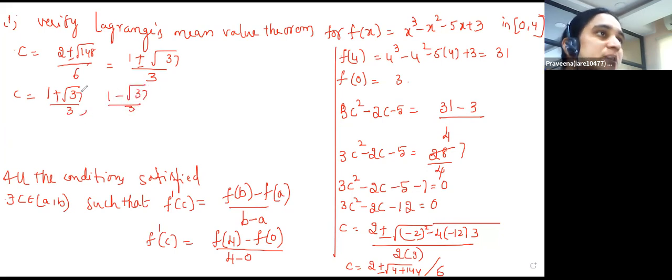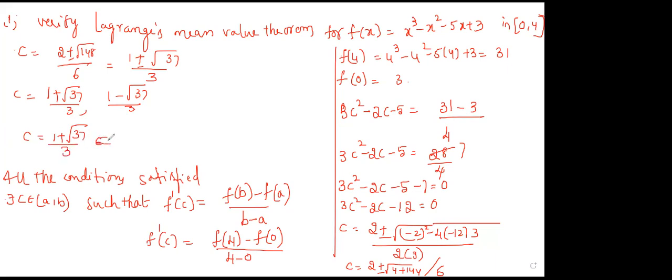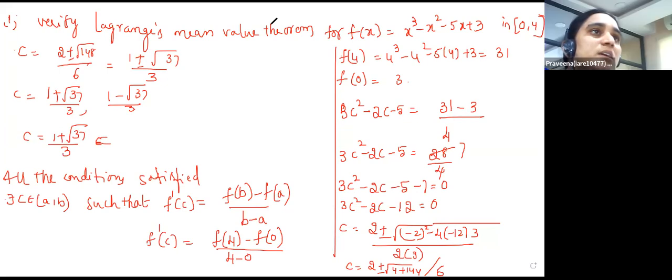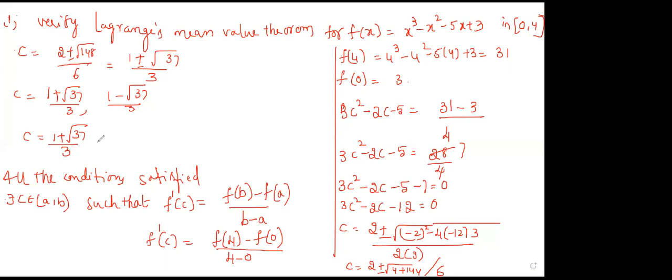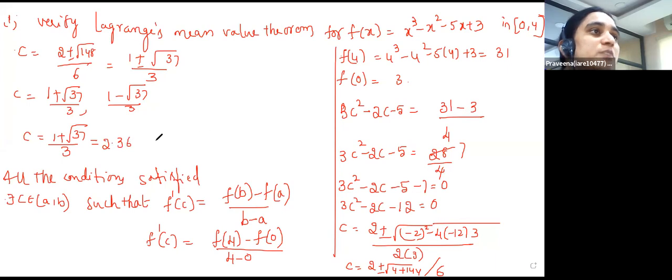Okay, in decimals, just use the calculator. Whatever the first positive value, c is equal to 1 plus root 37 by 3 is equal to how much? This is in between 0, 4. Tell me the decimal value. What is the value of 1 plus root 37 by 3 in decimals? 2.36. And what about the next value?